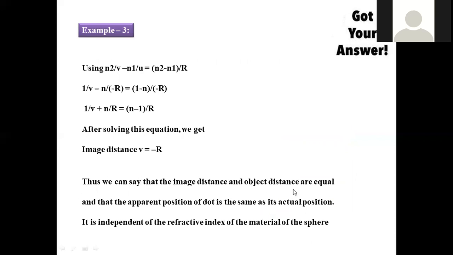Thus we can say that image distance and object distance are equal, and the apparent position of the dot is the same as its actual position. So the dot is present at the center of that sphere. Even if you are looking from all possible directions, it appears at the same place without any change in its position, because after the derivation we got the same answer for object as well as image distance. It is independent of the refractive index of the material of the sphere. The refractive index of air is different and glass is different. Even though both are different, after substituting their own values, we got v is equal to minus r again, so it will not vary, right?